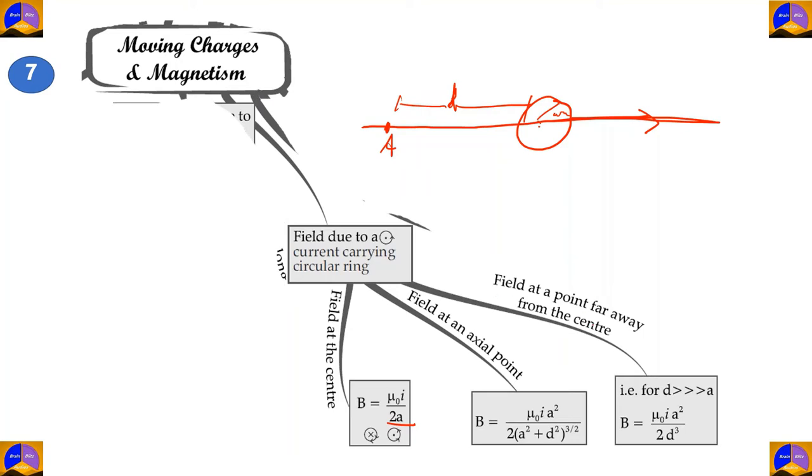And for a field at a point far away from the center, let's say at infinity, so that means this nearly becomes parallel. Then the a square would cease to exist, and this d square would be present. So the magnetic field would be equal to mu naught I a square divided by 2 d cubed. So those are the three formulas for the magnetic field due to a current-carrying circular ring.